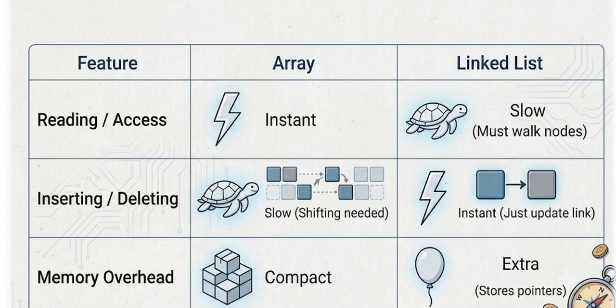So, which one is actually better? It completely depends on what you are going to do, what you are going to build or what your project is. Choose an array when you know the fixed size of your data and you need to randomly access or read elements super fast. Choose a linked list when your data size is constantly growing or shrinking and you are frequently adding or removing items from the middle. And that's how computer memory actually works.